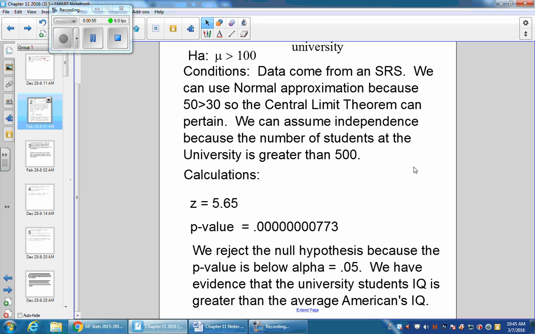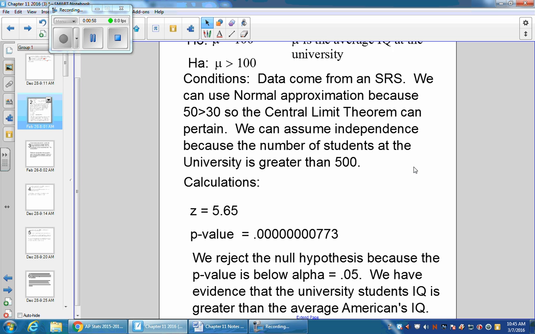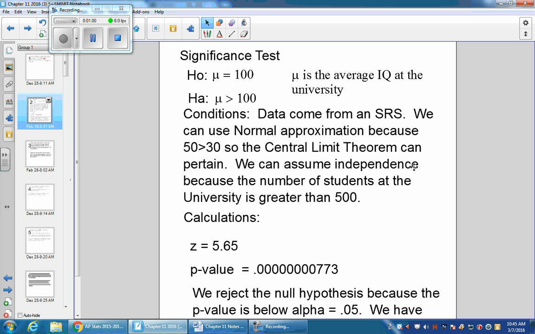But we really don't care about that because we would assume that somebody going to college will have a slightly higher IQ than the average American population. So that shouldn't be the concern of the university. The concern of the university is what is the mean of the students.